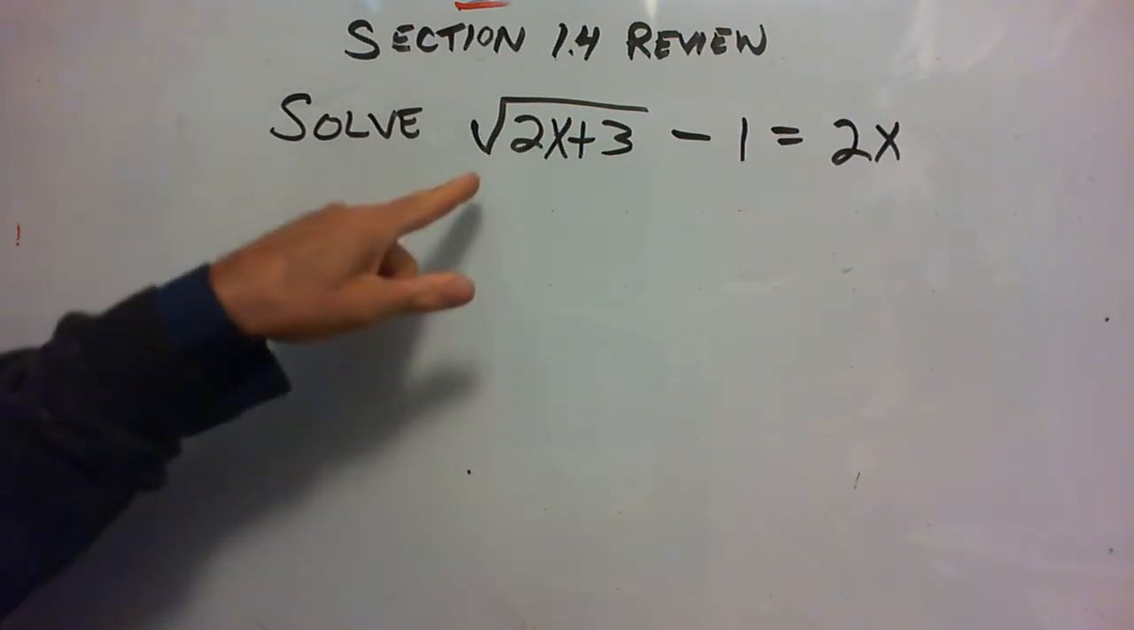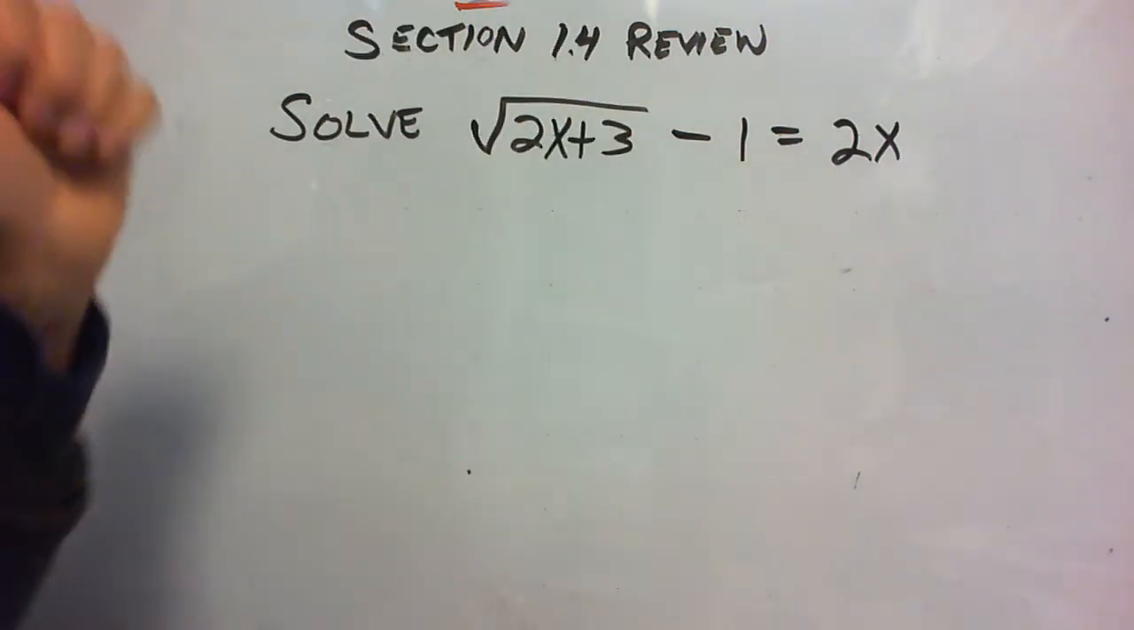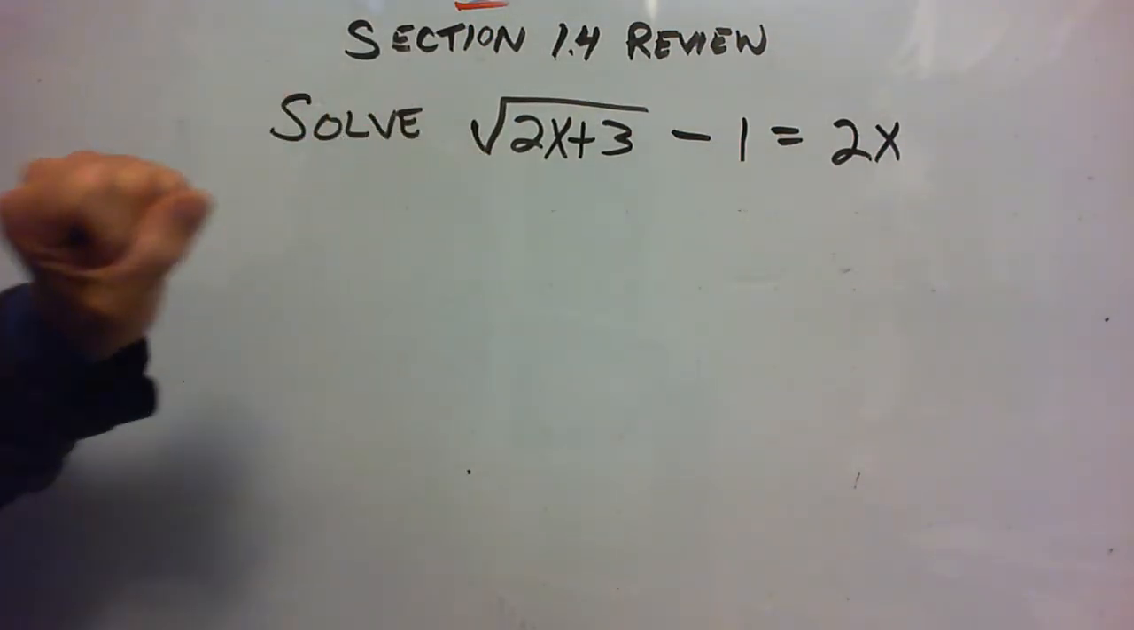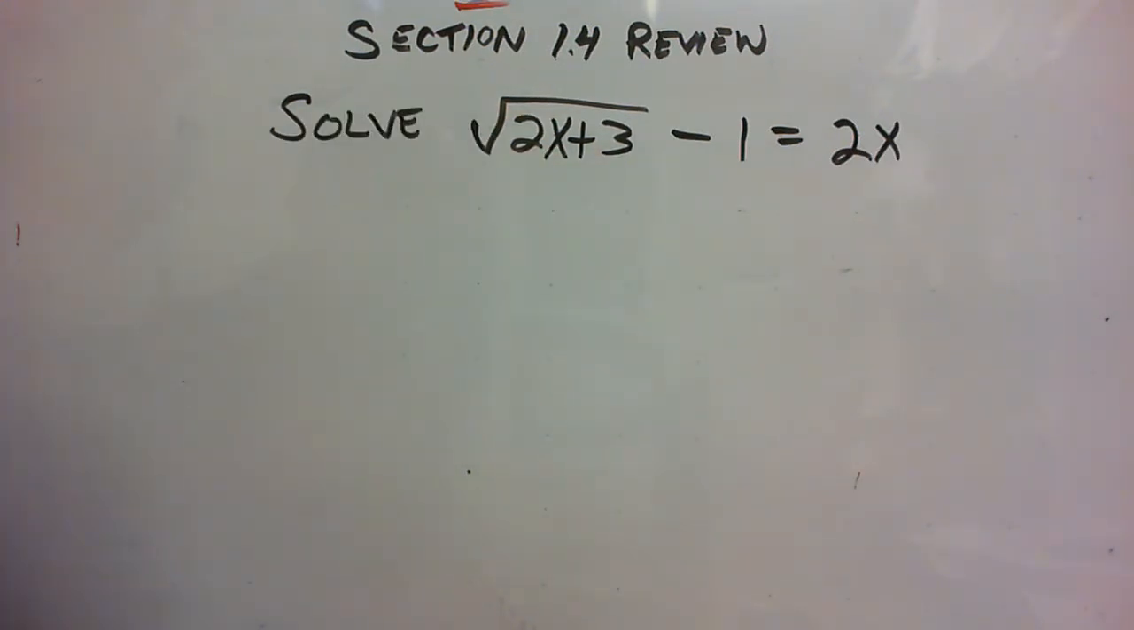Now your first step here is going to be to isolate the radical, add 1 to both sides, then raise both sides to a power that will eliminate the radical. In this case, you would square both sides. So why don't you do that and then see if you can solve the resulting equation.